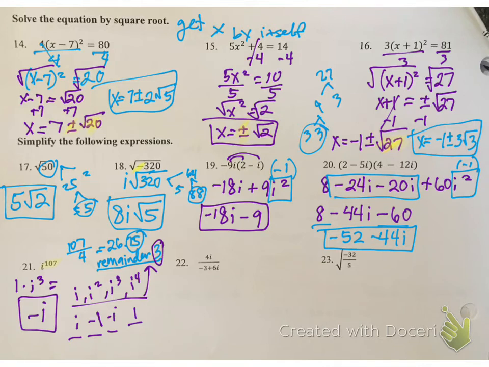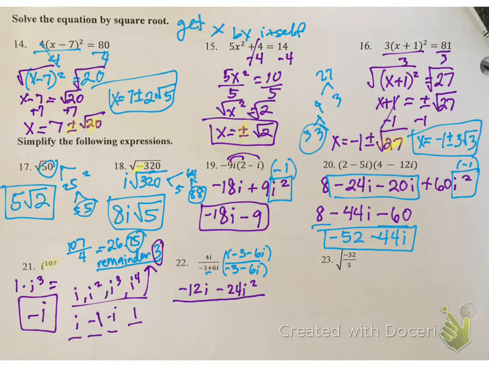For number 22, remember that you cannot have a square root or an i on the bottom, or on the denominator. So you need to multiply by its conjugate, which all that means is you're going to multiply the whole thing by the denominator but change the middle sign. So -3 minus 6i. Multiply that on the top, multiply that on the bottom. On the top, I'll just distribute this 4i. So I would read this as negative 12i minus 24i squared.